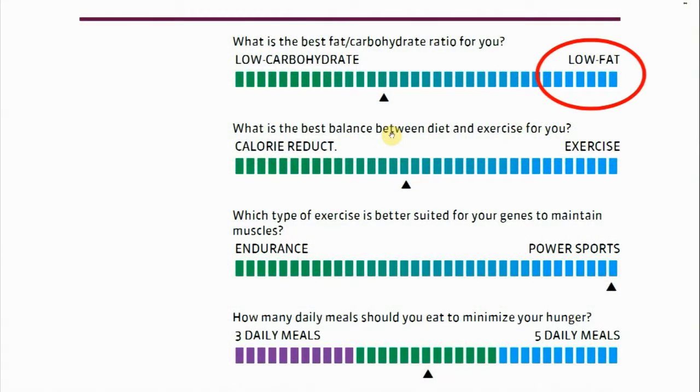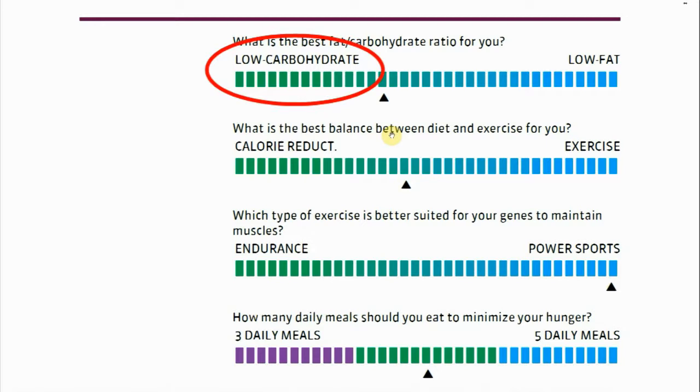So you always eat less of the things that are causing a problem for you based on your genetics, and you eat more of the ones that are not causing problems. And here, you see, if the arrow is here, it means you should eat low fat because you're fat sensitive, but carbohydrates are no problem. If you're here, it's low carbohydrate, because you're not fat sensitive, or you might be anywhere in between.